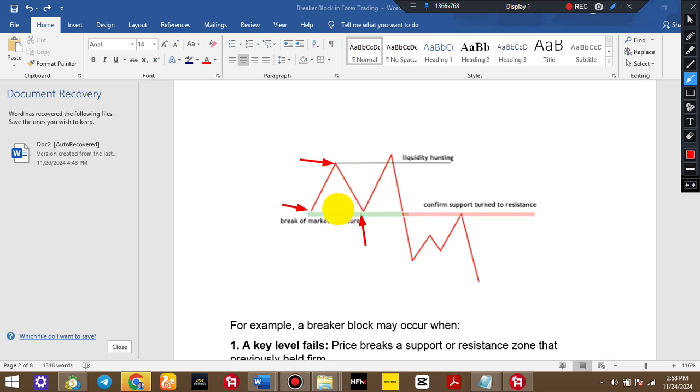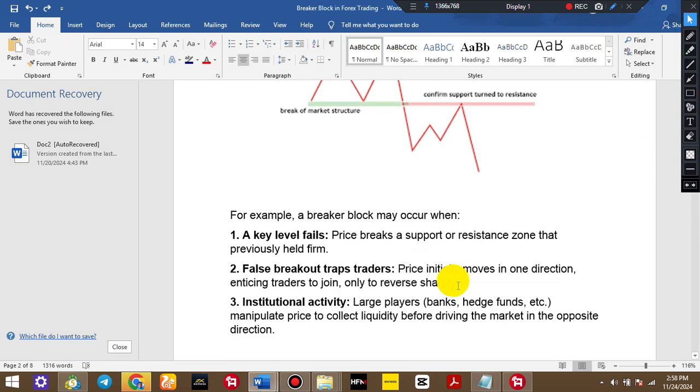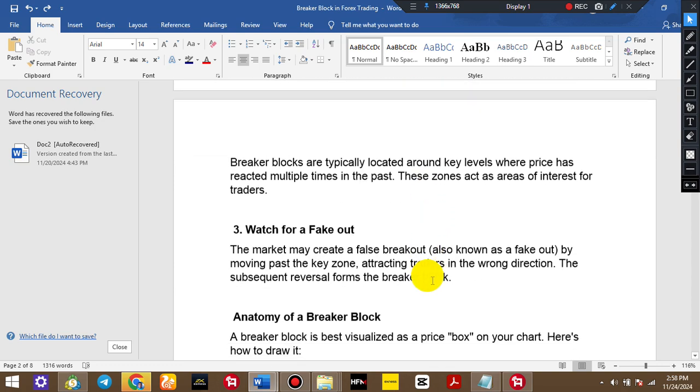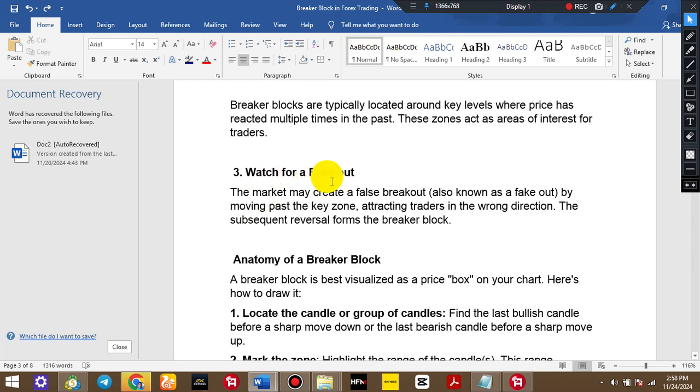The second characteristic is that you look for a support or supply zone. It is also possible for you to take out a support, a demand zone or a blue order block zone in the case of buy, while in the case of sell, a resistance, a supply zone or a bearish order block zone. So once it takes it out, then you can easily say yes. These are the things you can easily use to identify a breaker block, right? Then thirdly, watch for a fake out.